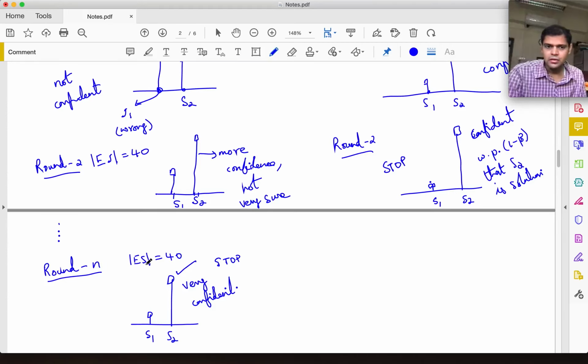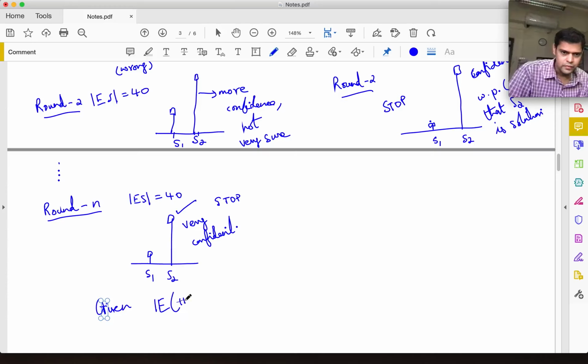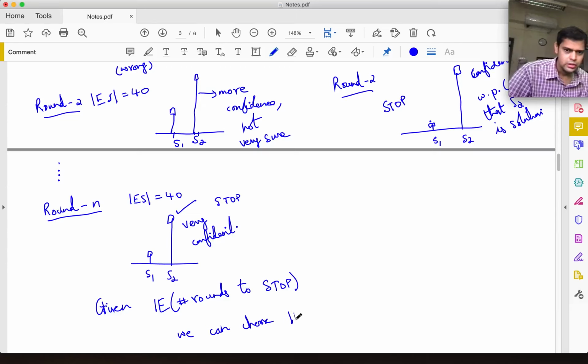So given the expected number of rounds to stop, we can choose the size of ES appropriately.